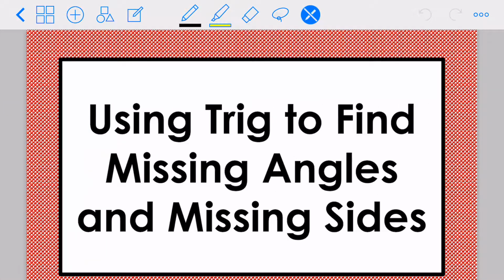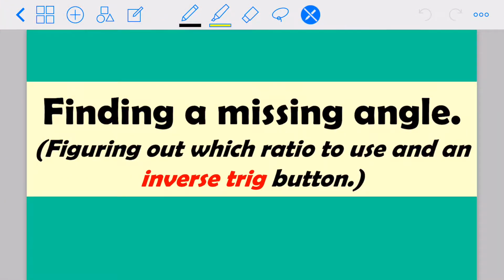All right, next we're going to find missing angles and sides. When we're finding a missing angle, we have to use the inverse button. So you must have your calculators to do this. If you do not have calculators, you can use a graphing calculator or a scientific calculator. You just need a calculator with a sine button and then the inverse of those.